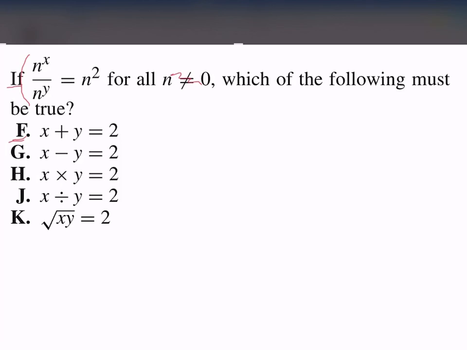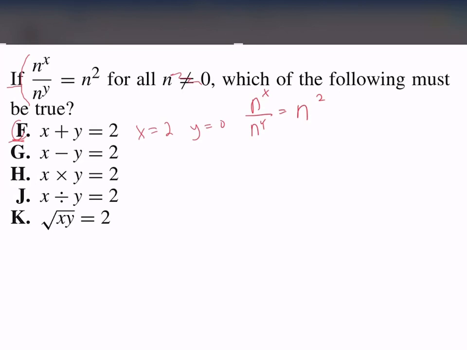Here's a fallback method. So again, I see, okay, here's a choice. It says x plus y is 2. Okay, so how about if x is 2 and y is 0? That's this statement. Will this make sense up here? So what do we have again? I'm going to put this here again: n to the x over n to the y equals n squared. Okay, so let me plug in.